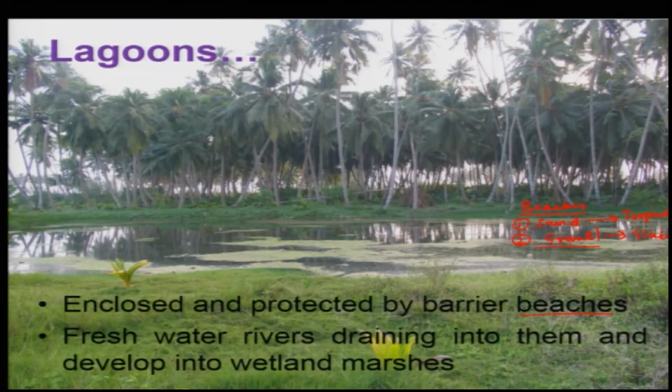The freshwater rivers drain into them and develop a sort of wetland, or we can say marshes, because the enclosed landform along the coast will not have much saline water coming in, but during the higher high tides it may also act as a brackish water body.